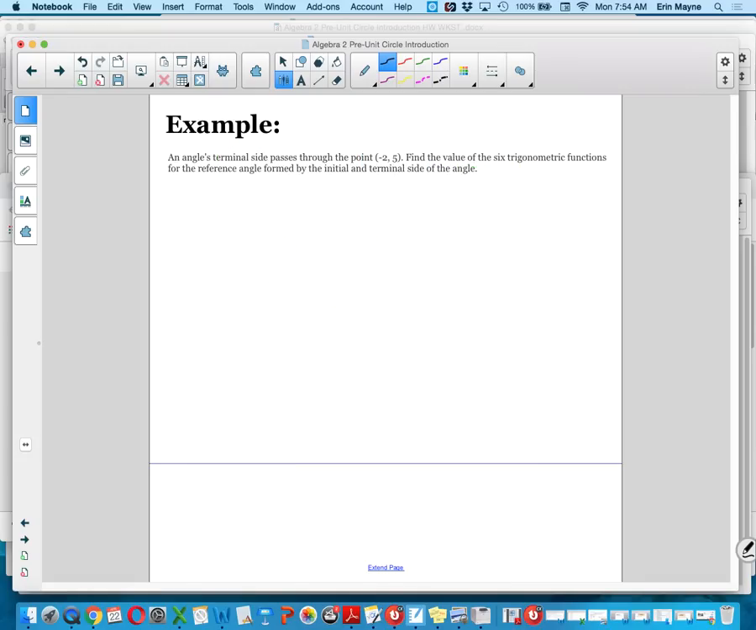Now, you're going to notice, this gets kind of interesting, for me at least. We've got a terminal side now that goes through the point -2, 5. Now, quickly, you might be like, well, wait a second, isn't that a similar point? Absolutely it is. But watch what happens to my 6 trig functions. I have an initial side here and a terminal side here. So I'm going to ask you to hit pause and see what you can find in terms of this triangle.